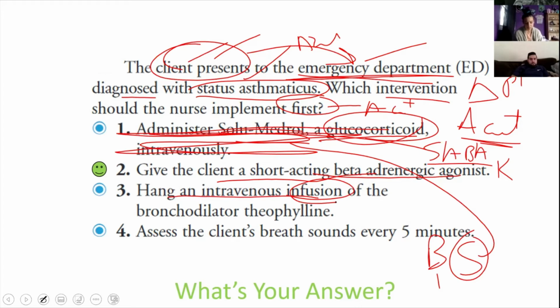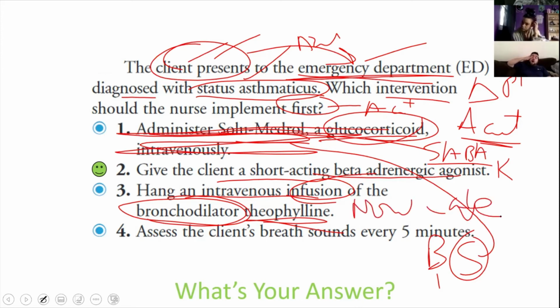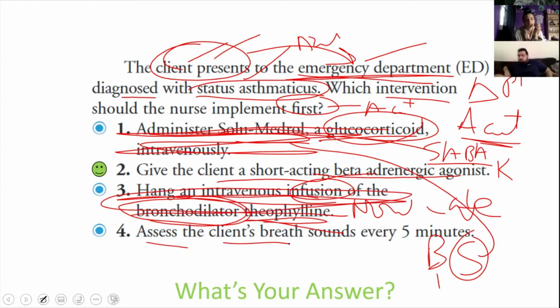All right, hold on. Status asthmaticus. All right, titrate this. Oh, drip rates. I don't go and test that stuff, but whatever. And then go from there. Okay, well, now IV infusion of bronchodilator. Okay, what am I going to do? A level from this person now, right? To make sure it's titrated at the right level. Is that solving the problem now or later? That's later. So get rid of that. Assess the client's breath sounds every 5 minutes.